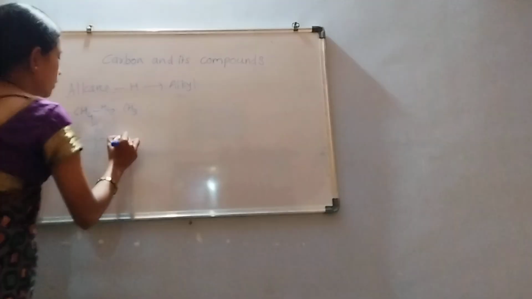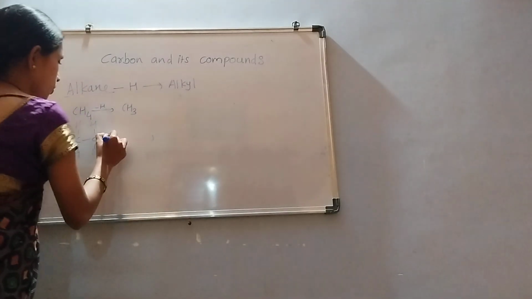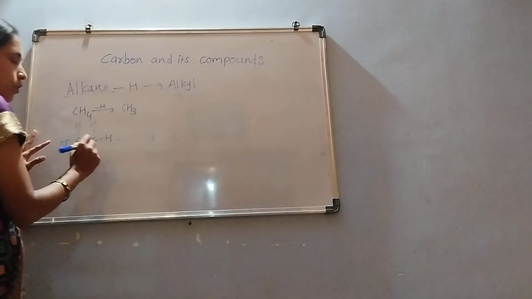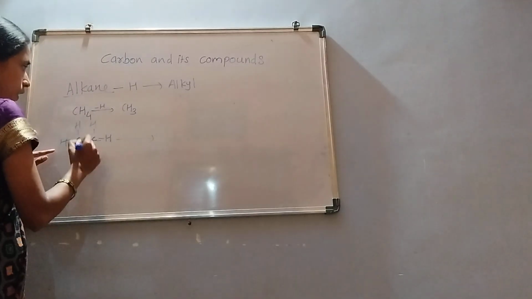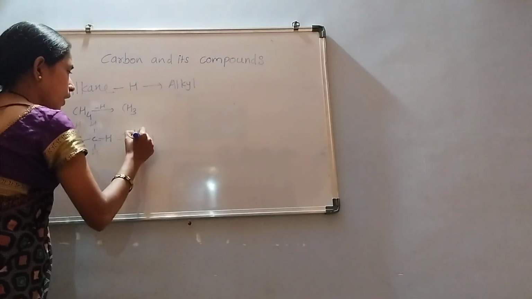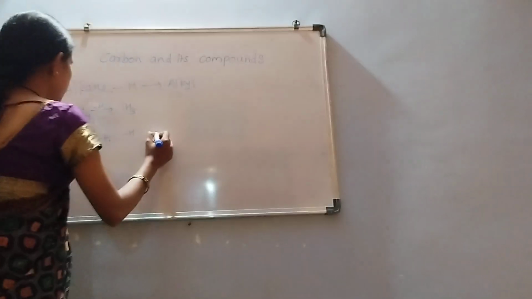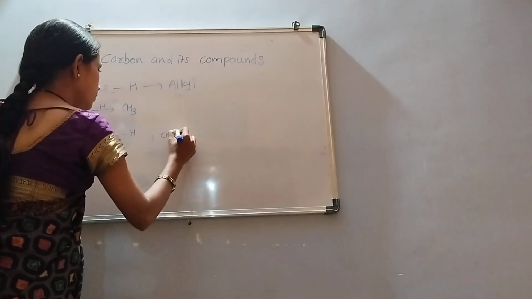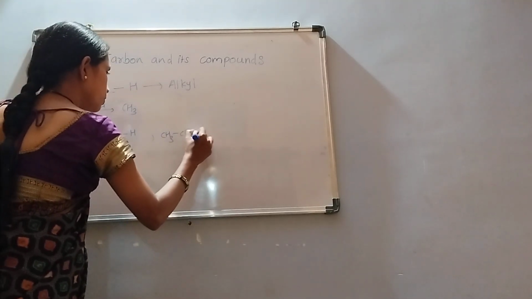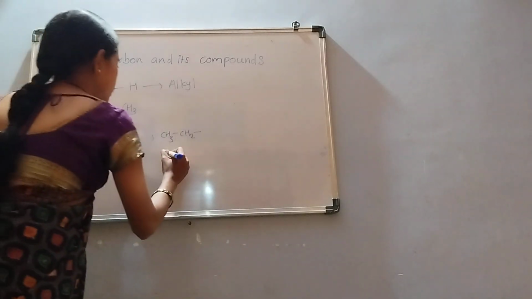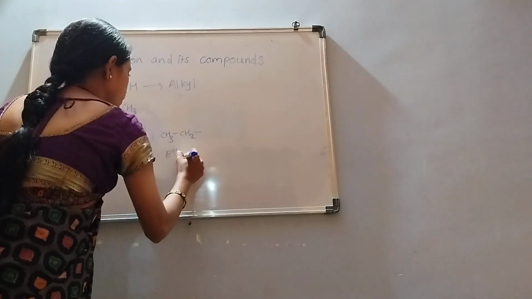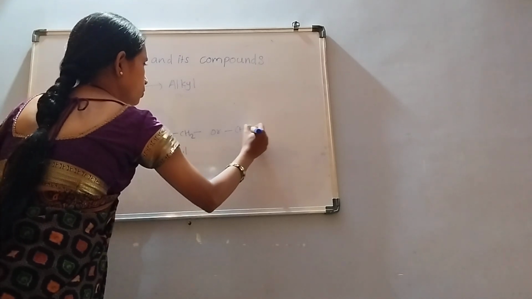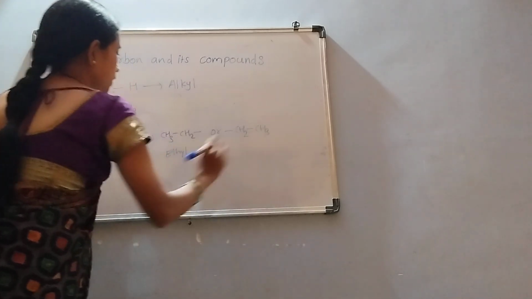So in this way, we can write, and later we are removing one hydrogen. Because both are primary carbon only, we can remove any hydrogen, no issues in this ethane. So now we are removing one hydrogen, that is primary. So now we are getting CH3 CH2. So we call it an ethyl. We can write like this also, CH2 CH3. This is also called ethyl.